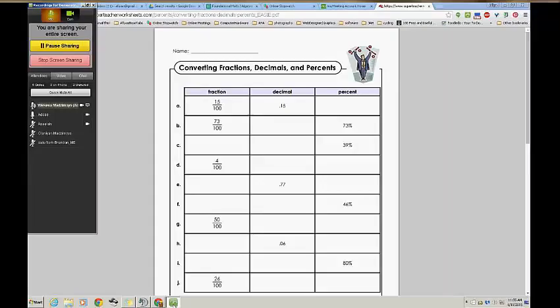Number H, we have the decimal. Give us the percent first. That would be 6%. And then how do we get the fraction? 6 hundredths. And again, as Addae knows, it means per 100, so 6 over 100 or 6 out of 100. Excellent. Number I, we have the percent. Let's have the decimal first. The decimal will be 0.80.